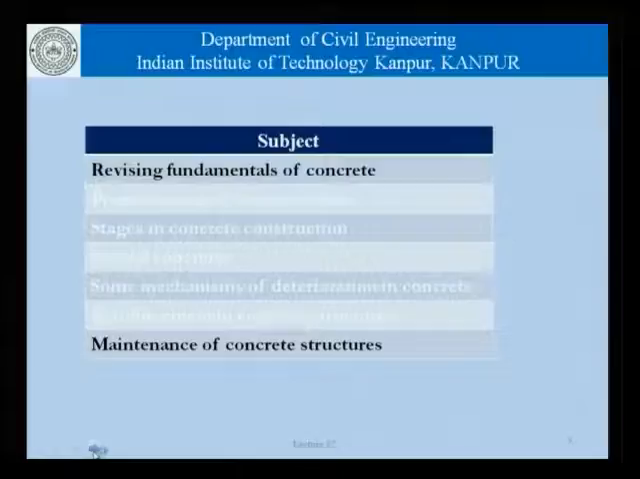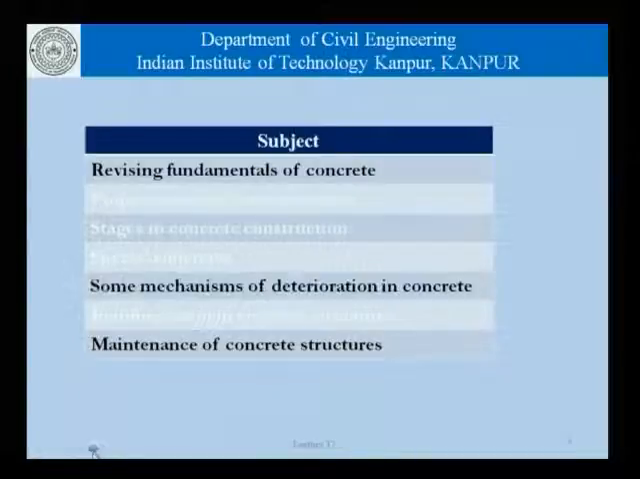The subject that we will discuss today covers mostly the fundamentals of concrete design from the point of view of maintenance of these structures. Another thing that will get included in our discussion is deterioration of concrete and its manifestation in concrete structures, primarily by way of cracks.